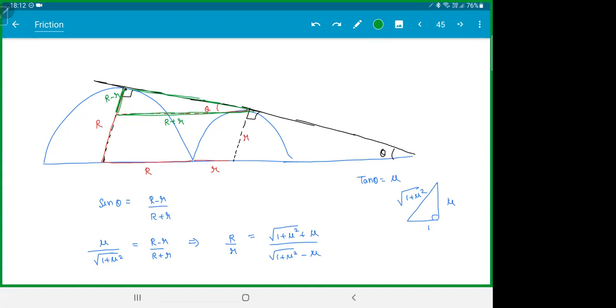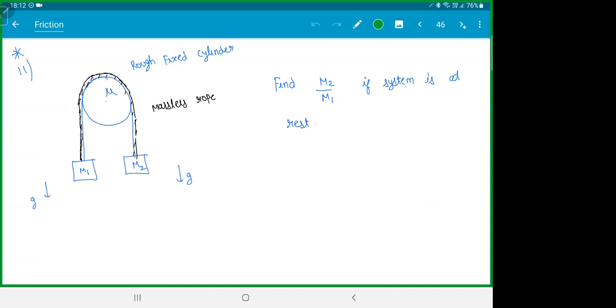How did you guys do this thing? This is a pretty good one, right? You have a massless rope over a rough fixed cylinder and on both the sides you have M1 and M2. Question is find M2 by M1 if the system is at rest. Any answers for this?